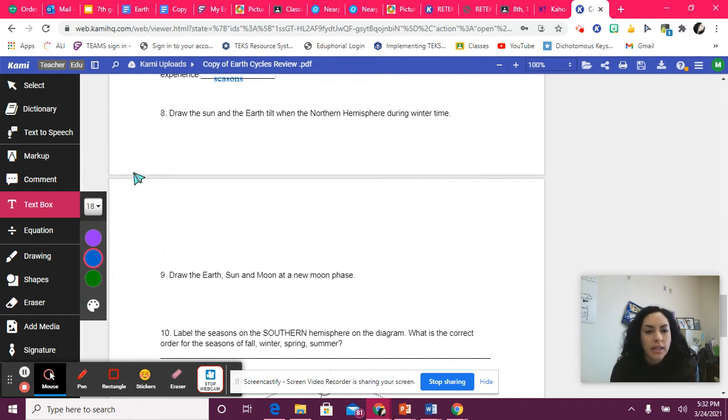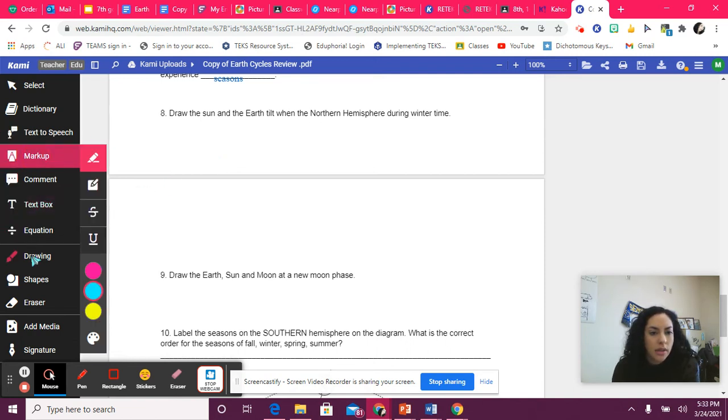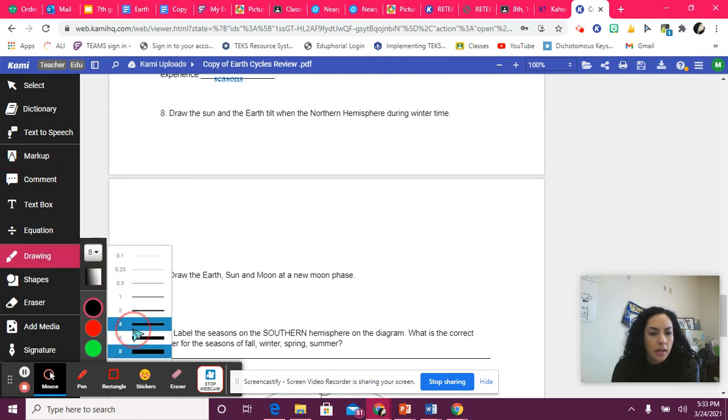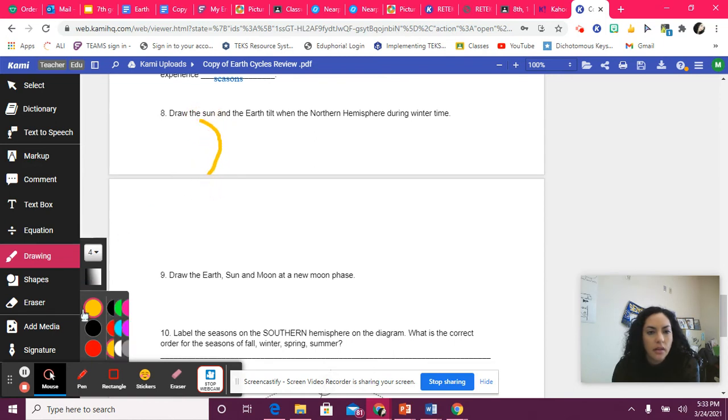All right, so next, draw the sun and Earth tilt when the northern hemisphere has winter time. So we use the little markers, make it a little thinner. I'm gonna go ahead and draw the sun, and then Earth. Now, in order for us to know which one is the northern and the southern hemisphere, make sure you write down north and southern hemisphere.